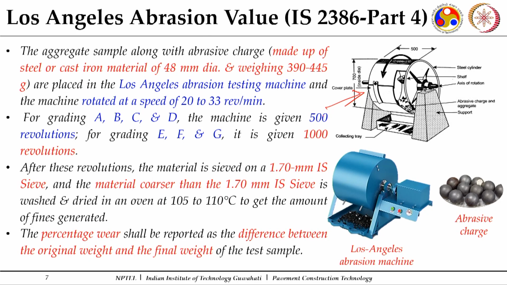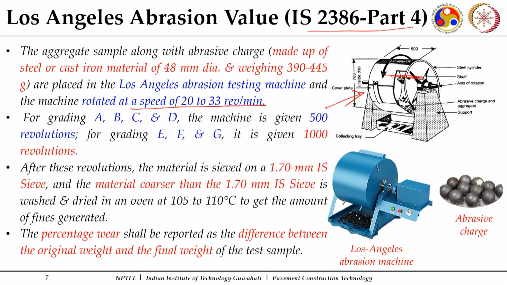The dimensions and details of this particular drum are available in 2386 part 4. What is important here is that once we put the aggregate sample along with the charges, the drum is rotated at a speed of 20 to 33 revolutions per minute, and you can see there is a shelf inside it. So there is a shelf inside this standard cylindrical drum.